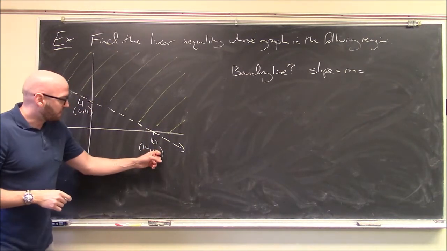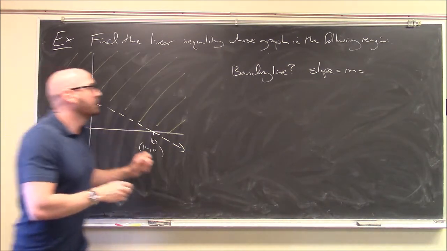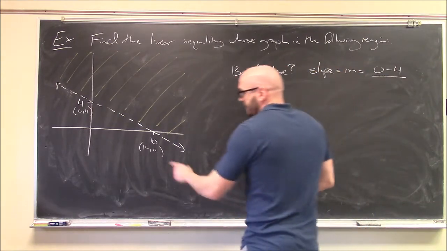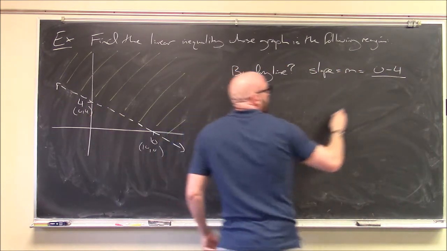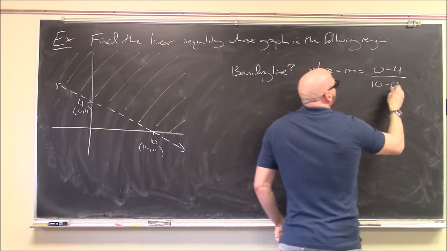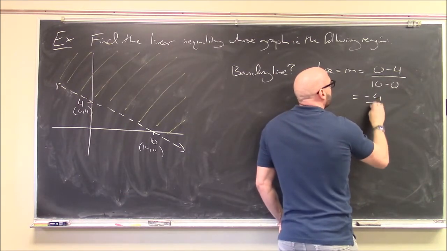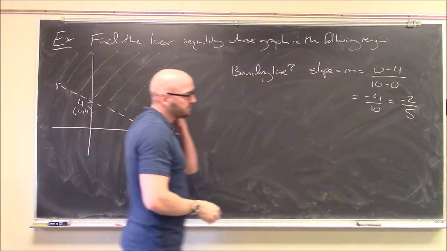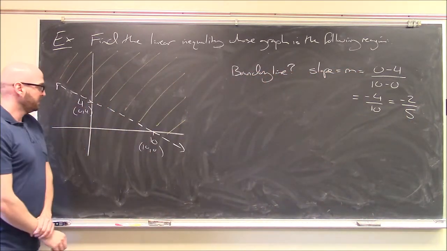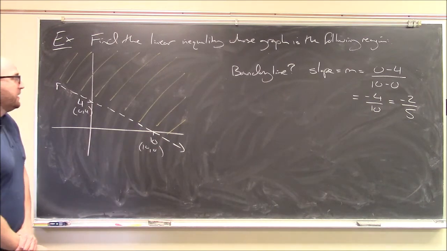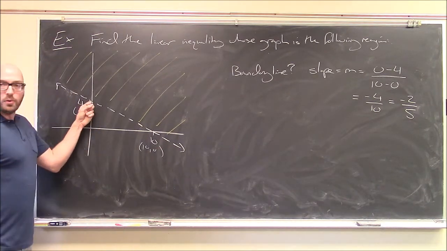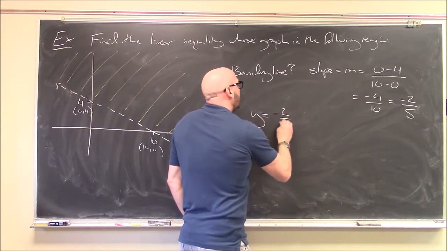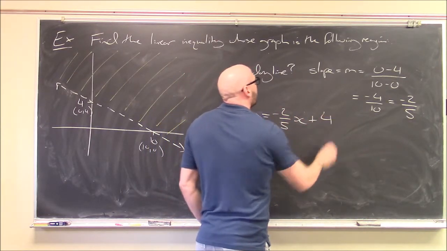So the difference in the y-coordinates of these 2 points would be 0 minus 4. And the difference in the x-coordinates would be 10 minus 0. So our slope is minus 4/10, or simplifying this, minus 2/5. Alright, so there's the slope of this line. And I know the y-intercept is 4, so my boundary line should look like y equals minus 2/5 x plus 4.